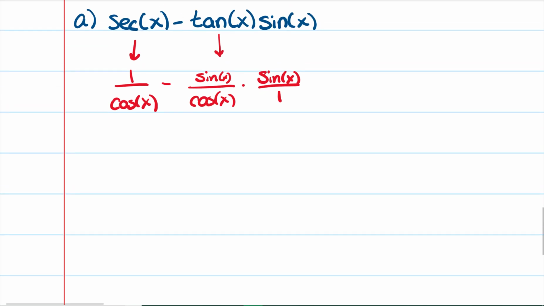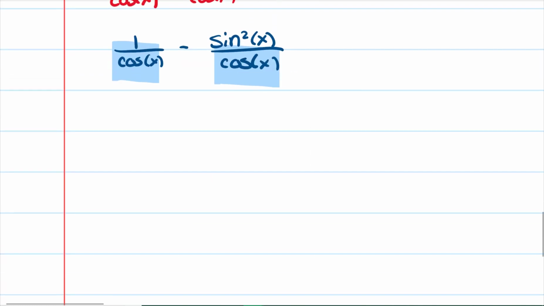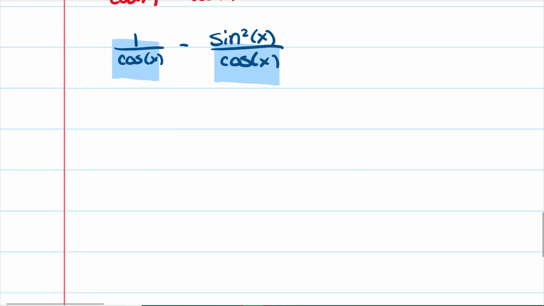So now I'm just going to clean that up a little bit. And this is going to become 1 over cosine minus sine squared over cosine. I'm in luck. I already have common denominators, so that's good. So now I can just write them as one fraction. And I get 1 minus sine squared over cosine of x.